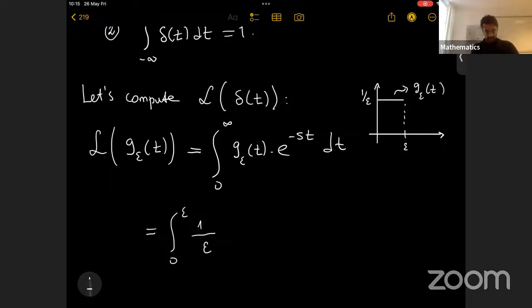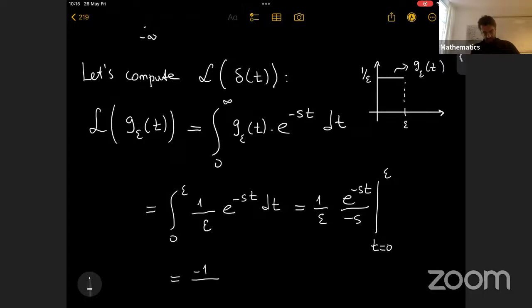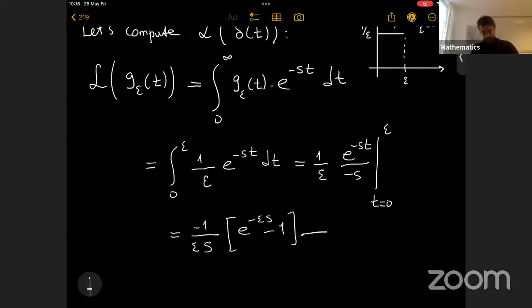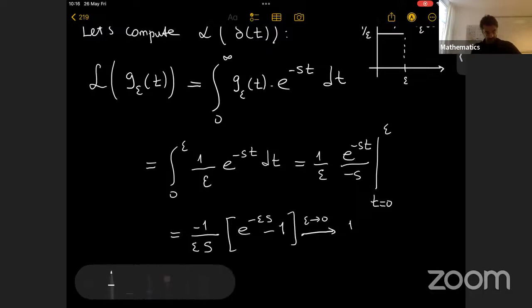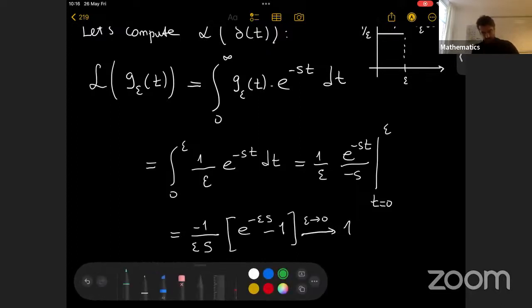All right, so it's basically the integral of 1 over epsilon times e to the minus st dt. Well, you can compute this easily. 1 over epsilon is out, e to the minus st over minus s, with t from 0 to epsilon. So we get simply minus 1 over epsilon s times (e to the minus epsilon s minus 1). Now, as epsilon goes to 0, it's not clear what it is because it's 0 over 0, right? So we use L'Hopital here. Using L'Hopital, you can easily show that this is 1.